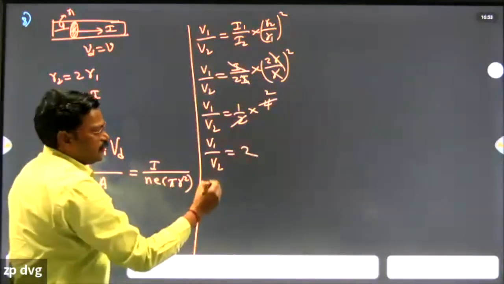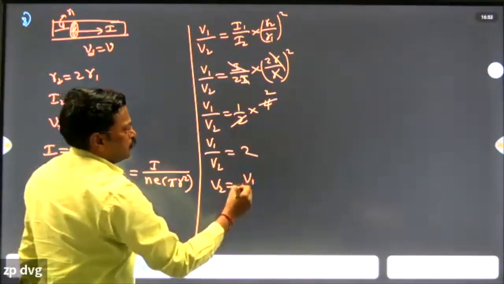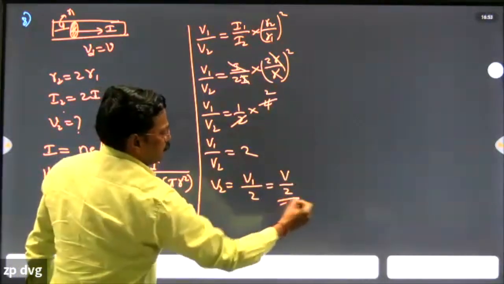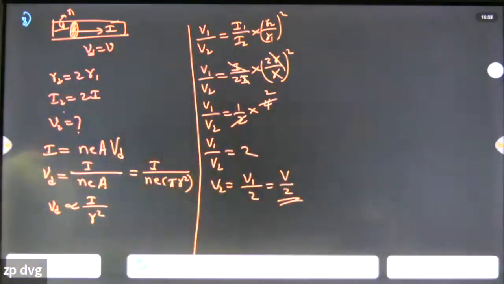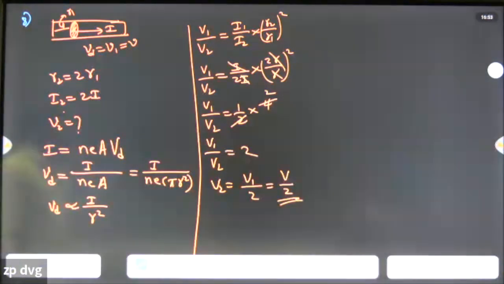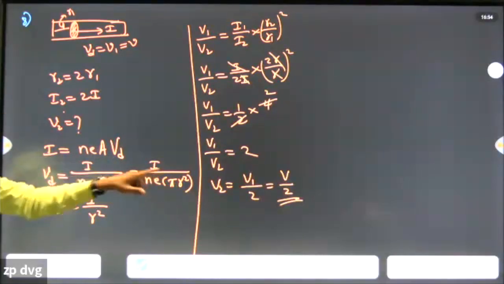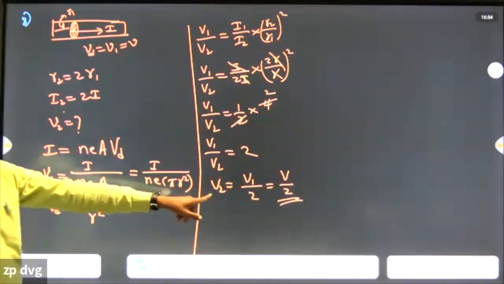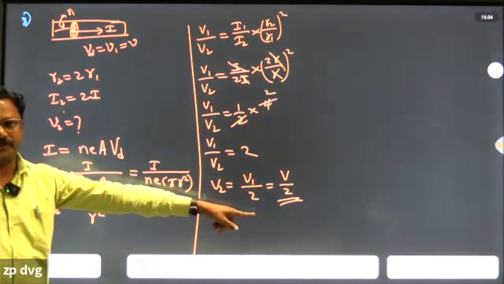That means what is the value of V2? V2 comes out to be equal to V1 by 2. In the question V1 is given as V. So V by 2 is our answer. So in such cases, wherever we have been given how drift velocity changes with respect to current and radius, if current is doubled and radius also is doubled, we see that drift velocity will be equal to V by 2.